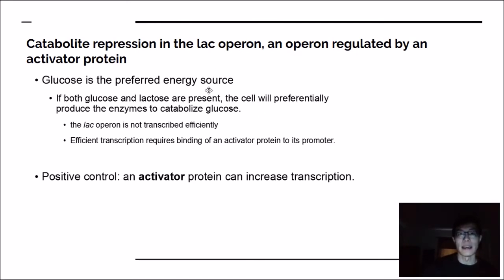So glucose in the cell is going to be the preferred energy source. If you have both glucose and lactose present, the cell will preferentially produce the enzymes to break down glucose. The lac operon, therefore, is not transcribed efficiently because the cell wants to make enzymes that break down glucose and not lactose. So in order for efficient transcription to occur, it requires the binding of an activator protein to that specific promoter region. This is a case of positive control where you have an activator protein that's going to come in and increase transcription under certain conditions.